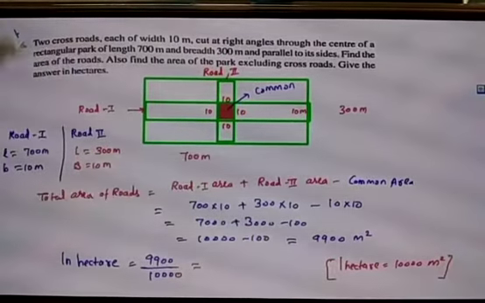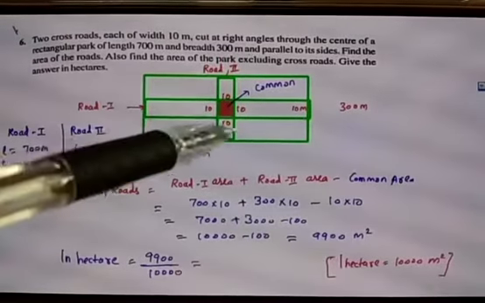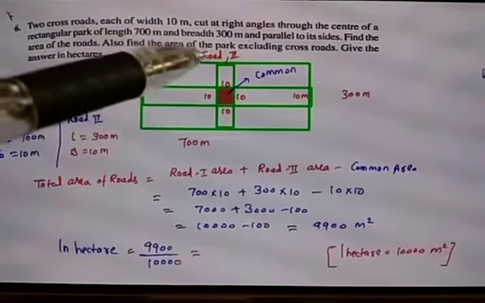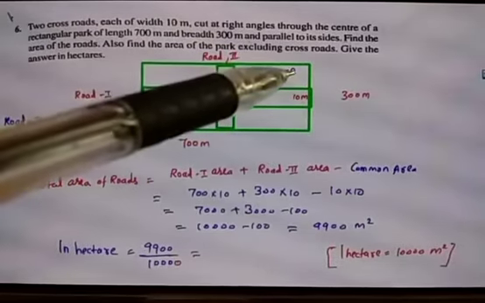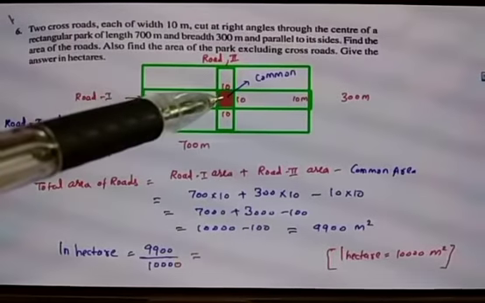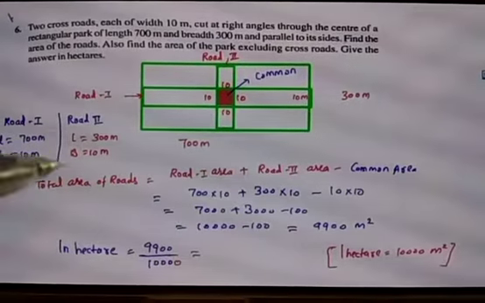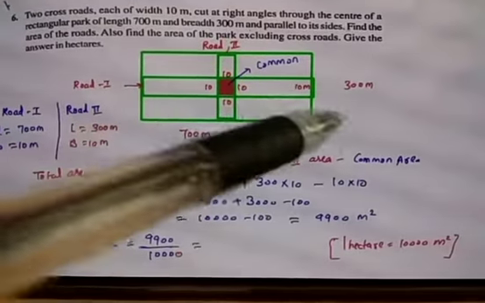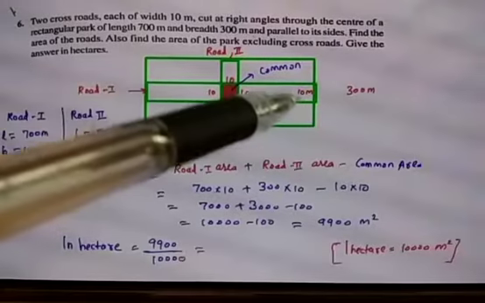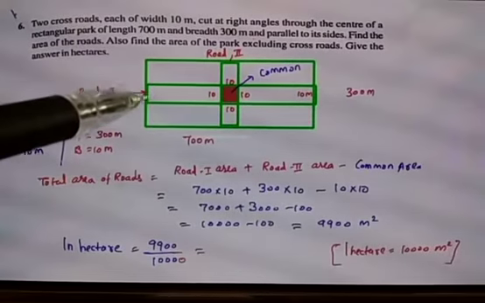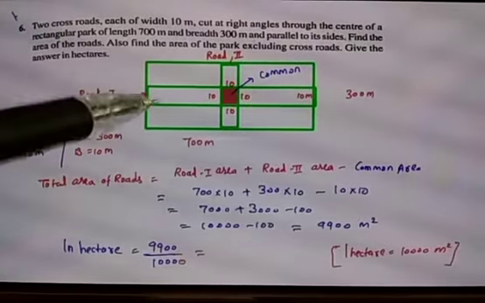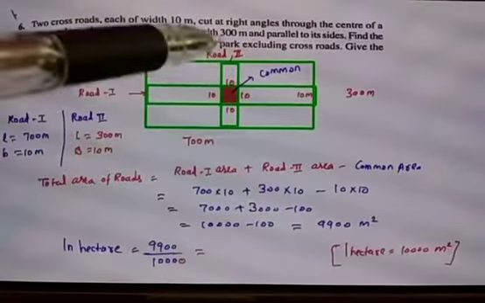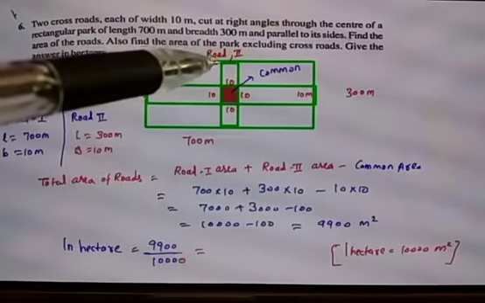Okay, now find the area of the roads. How much space is taken for the roads, we have to find. And what else do we have to find? Find the area of the path excluding the crossroad, and give the answer in hectares. Okay, so now road 1, the first road. What is the length? Length is 700 meters. The length is the same, but the breadth we have taken is 10. Okay, the same way road 2. The length of this road is 300 and the breadth is 10.